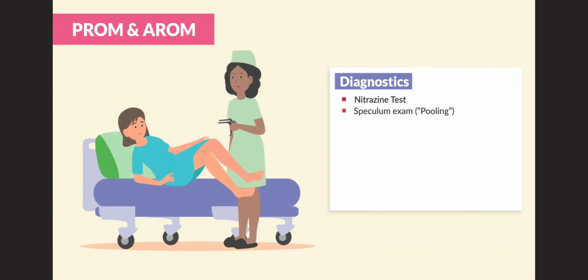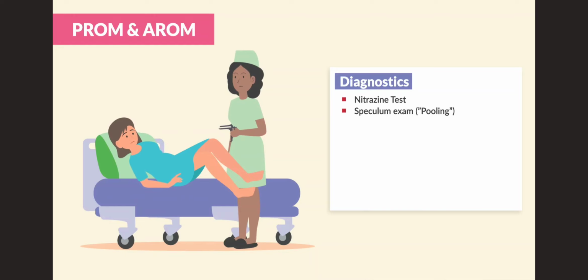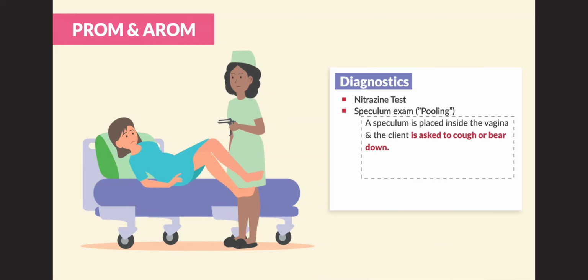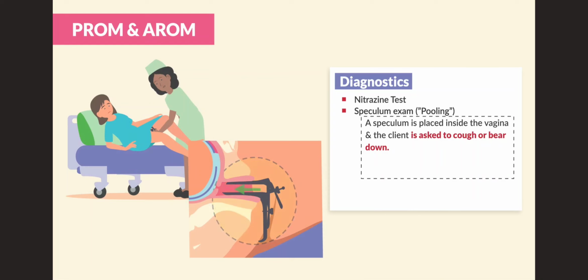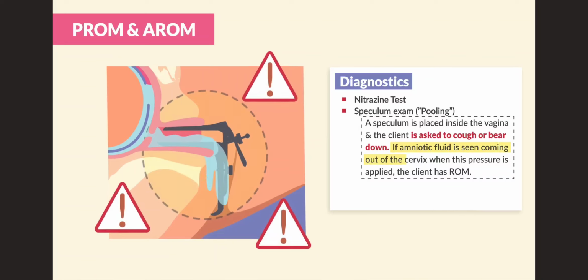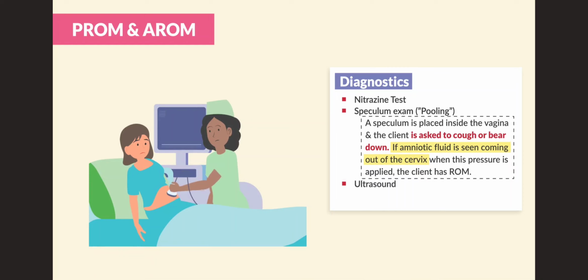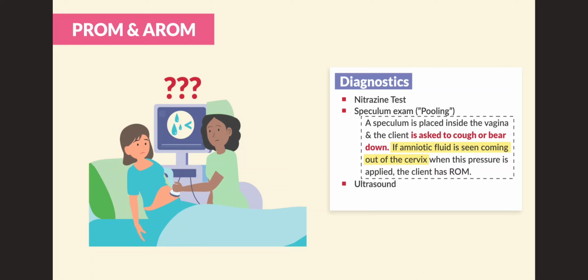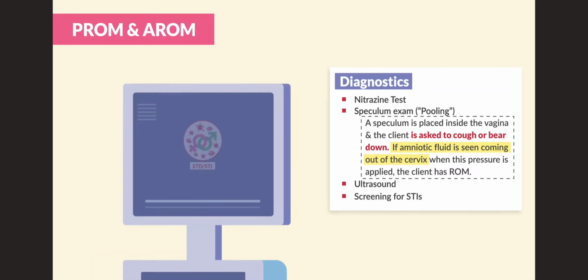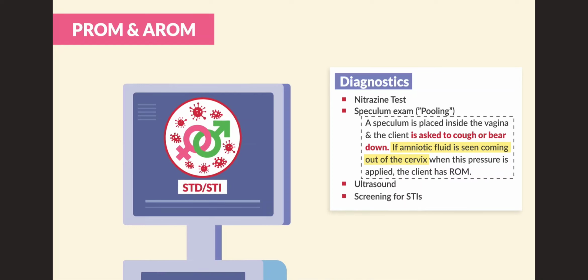Another test we can do is speculum exam, also called pooling, to confirm rupture of membranes. So a speculum is placed inside the vagina and the client is asked to cough or even bear down. Now here's the key point. If amniotic fluid is seen coming out of the cervix when this pressure is applied, then the client has ROM, that rupture of membranes. We can also use an ultrasound that monitors for less amniotic fluid in the uterus, but it is not the best tool to diagnose or confirm rupture of membranes. And lastly, we can always screen for STIs, those sexually transmitted diseases.